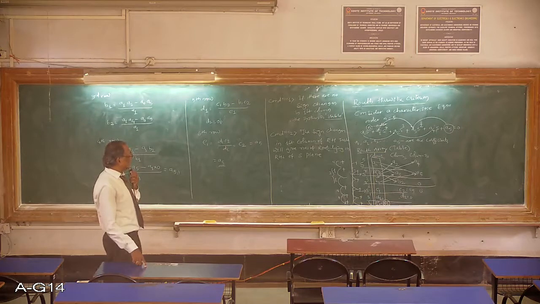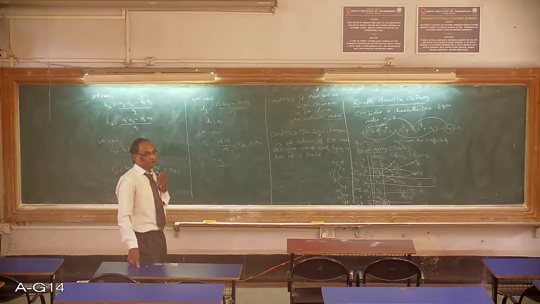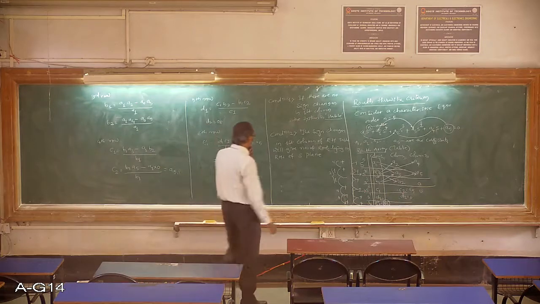And in this RH criteria, before going for solving the numericals, there are two special cases. There are two special cases. I'll be dealing with these two special cases directly with the numericals only. What are those special cases?